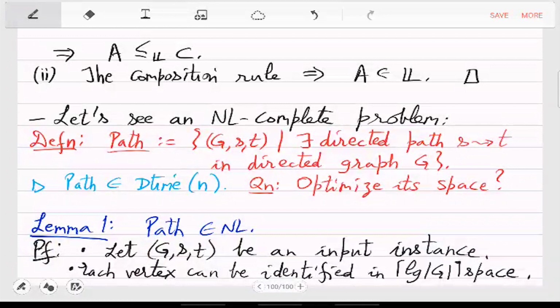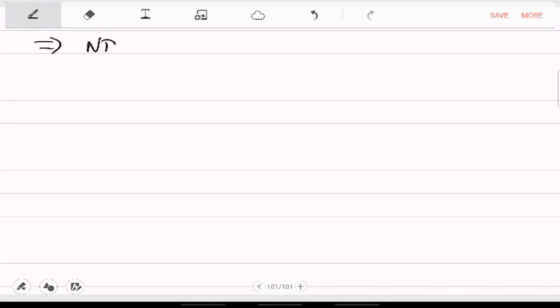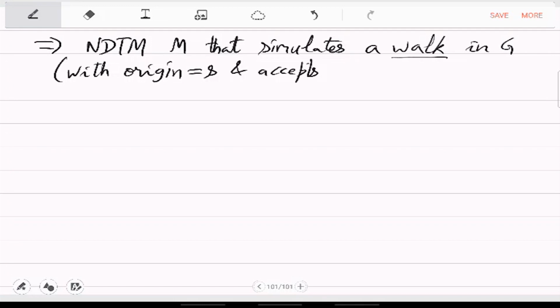So you just have to guess a neighbor. To guess a neighbor, you just need this much non-determinism. Then from a vertex you can move to the neighbor. So this means that there is an NDTM M that simulates a walk in G with origin S and accepts on reaching T.